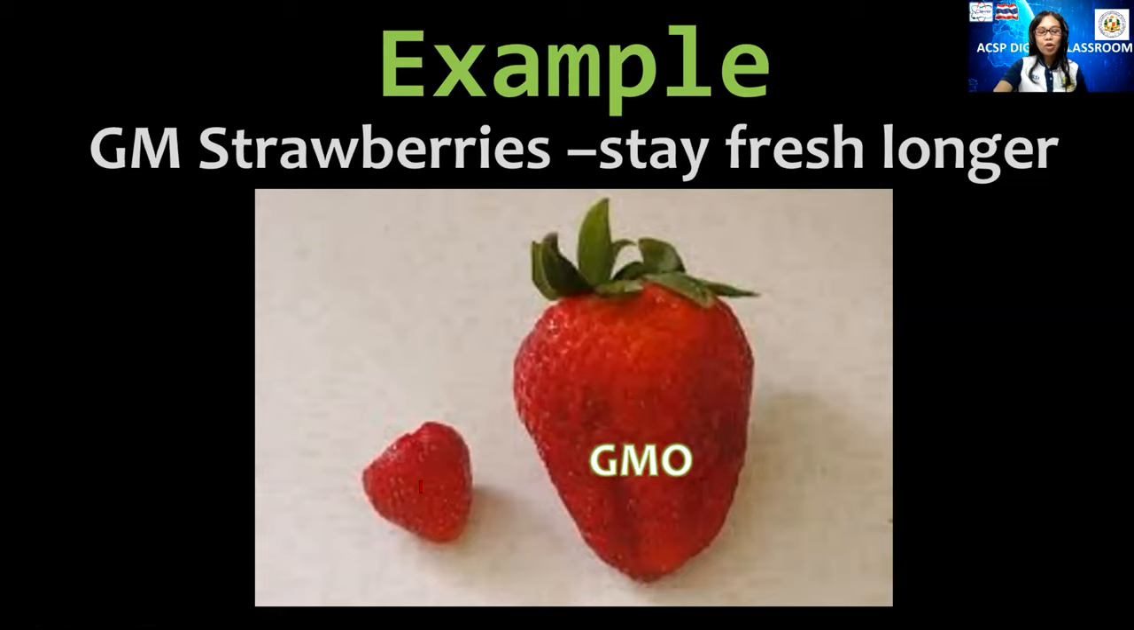Okay, another one, GM strawberries. This is organic and this is GM. The big size is the GM. The smaller size is the organic. And the GM strawberries, or genetically modified strawberries, also stay fresh longer.